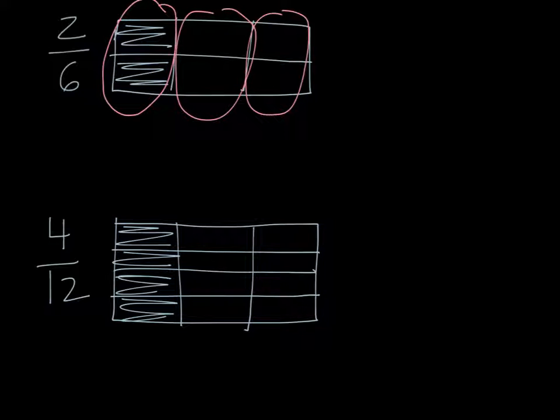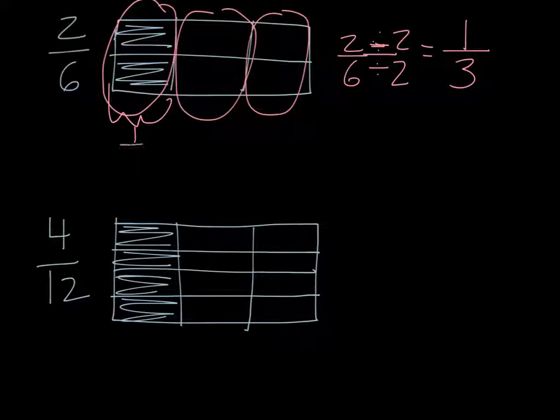So I'm going to take my fraction 2/6, and I'm going to divide it by the number of pieces that are in each group, which is 2. So 2 divided by 2 is 1, 6 divided by 2 is 3. And if I look at my tape diagram, that is true. I have 1/3 of this candy bar shaded.